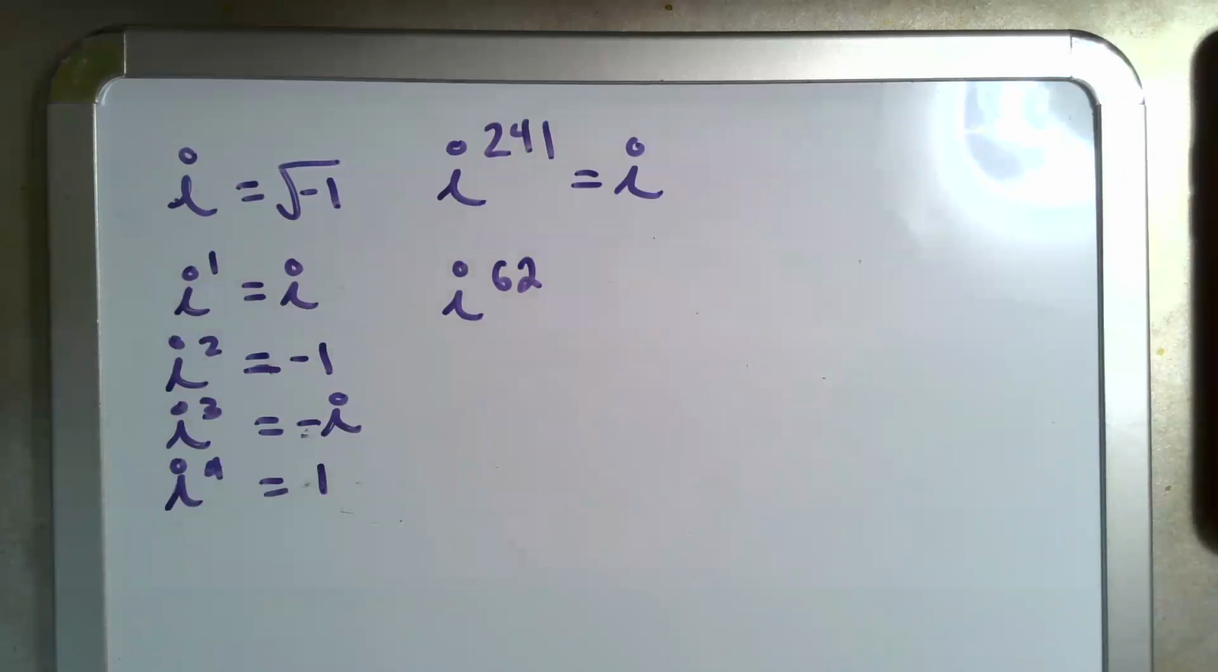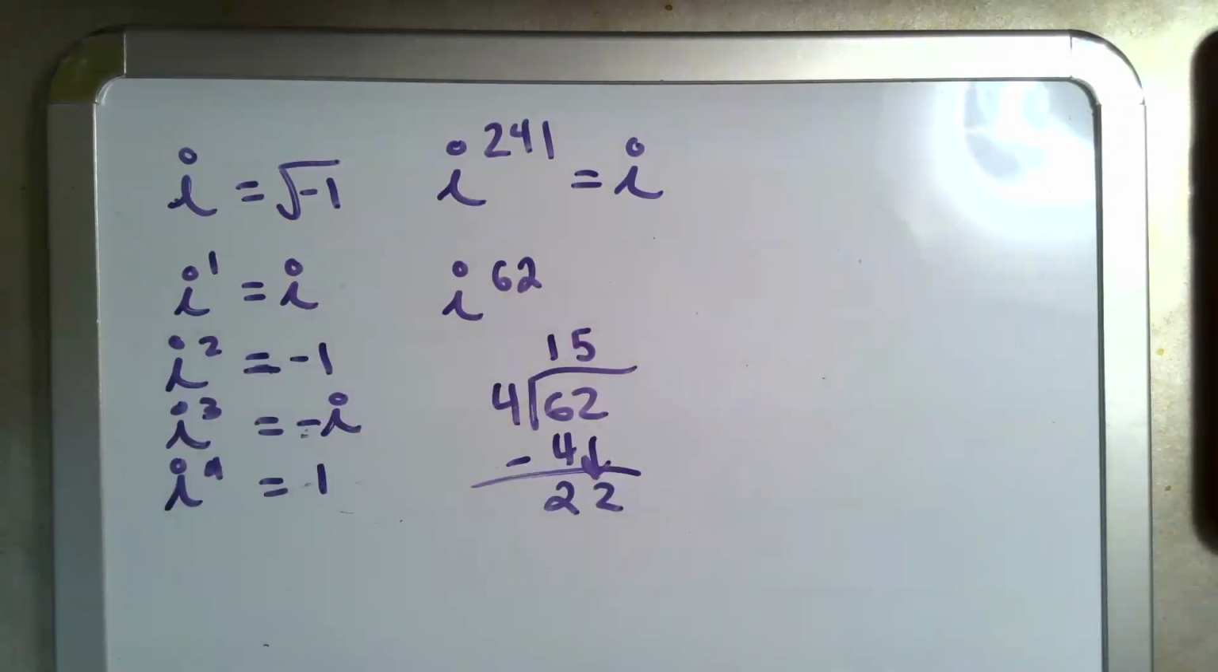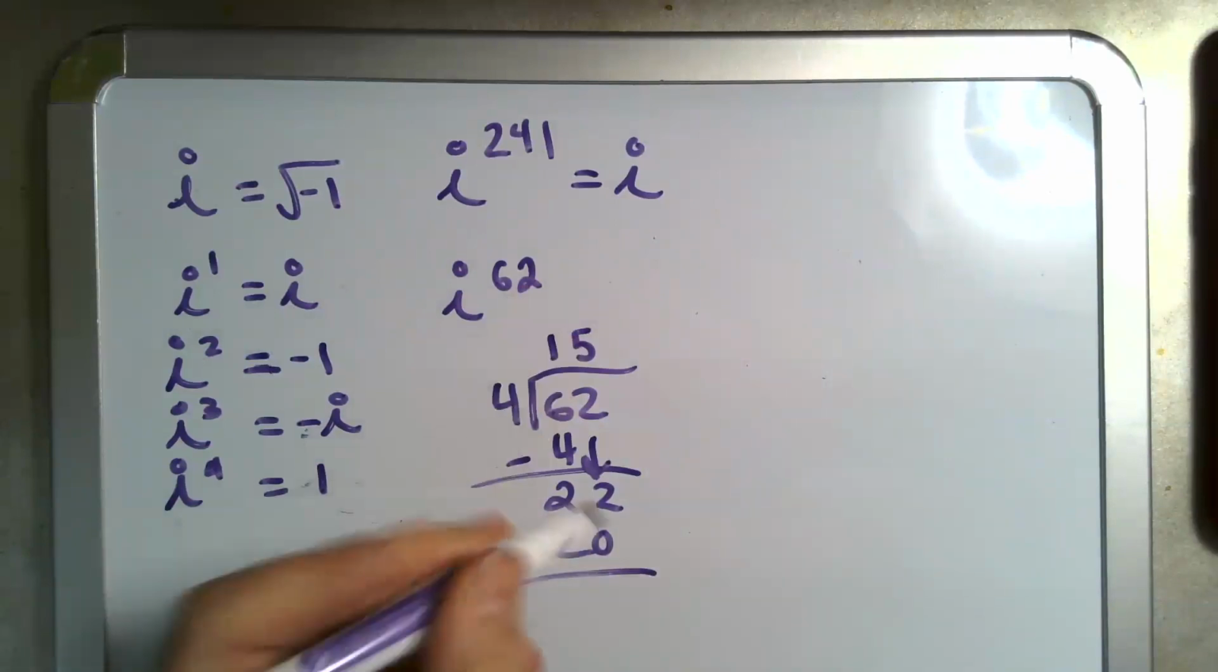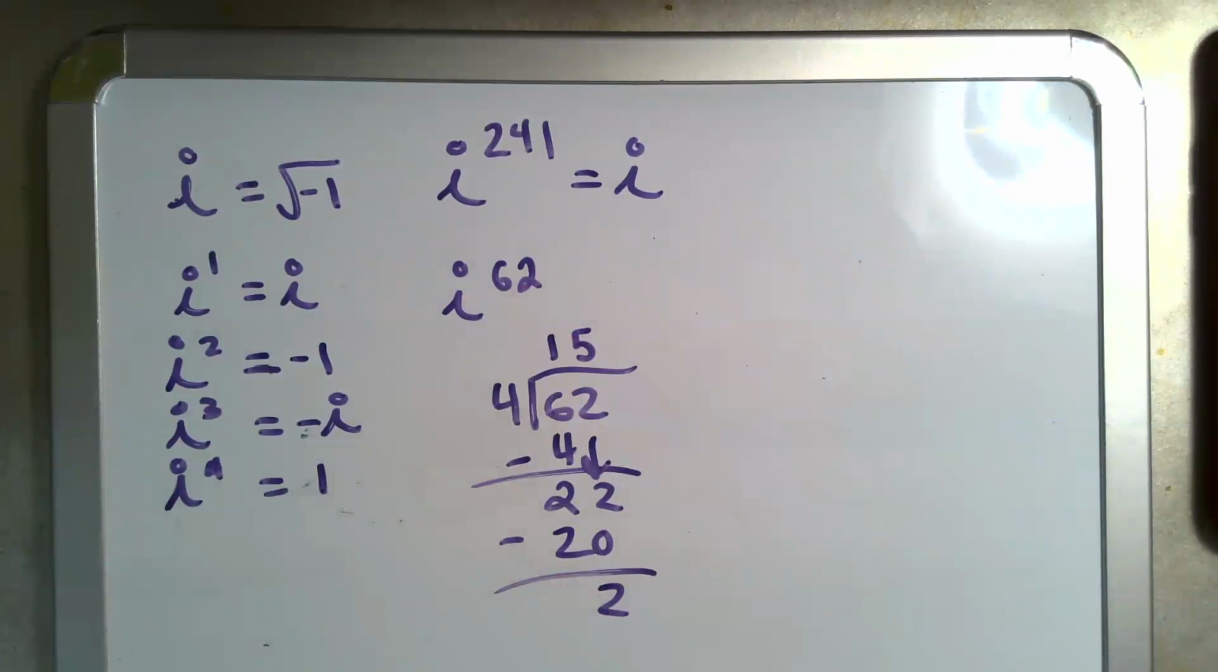Okay, again, we want to know the remainder after we go through all our patterns of 4. So 4 into 62. 4 goes into 6 1 time. 1 times 4 is 4. Subtract, get 2, bring down the 2. 4 goes into 22 5 times. 5 times 4 is 20, subtract, get 2. 4 goes into 2 no more times, we're done. So our remainder is 2.